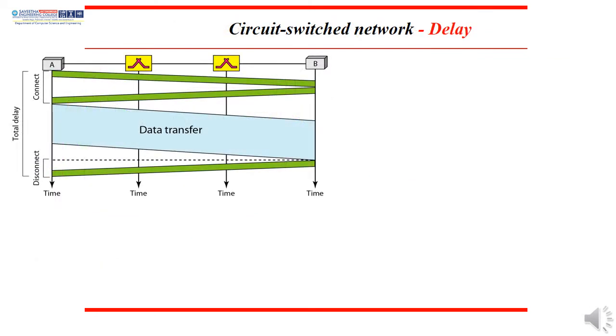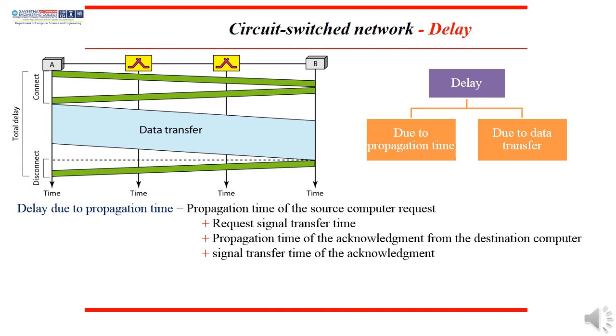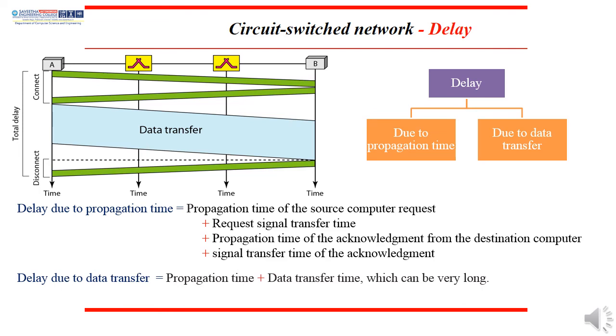Another problem with this circuit switched network is delay. There are two different types of delay generated in this network. One is due to propagation time, the other is due to data transfer. The delay due to propagation time can be calculated as the sum of the propagation time of the source computer request and request signal transfer time, the propagation time of the acknowledgement from the destination computer, and the signal transfer time of the acknowledgement. The next delay, which is due to data transfer, is the sum of propagation time and data transfer time.